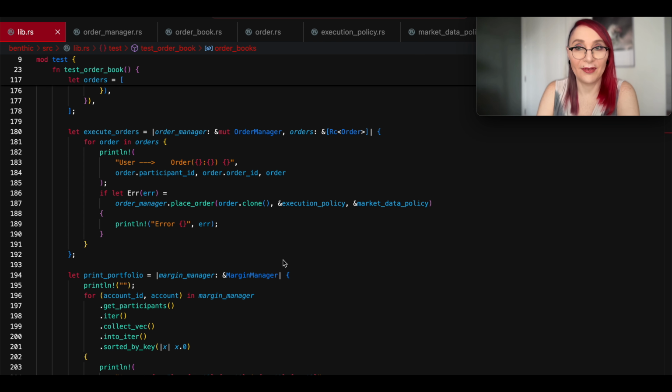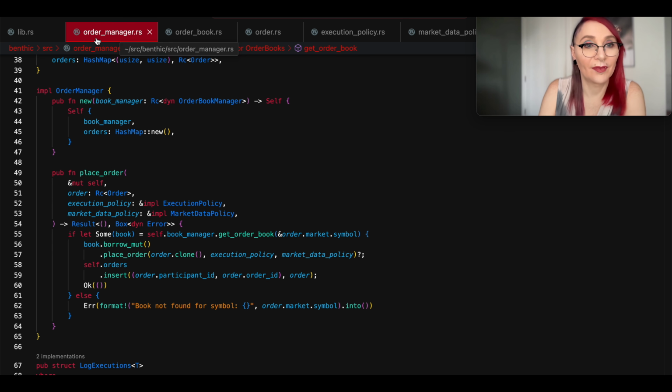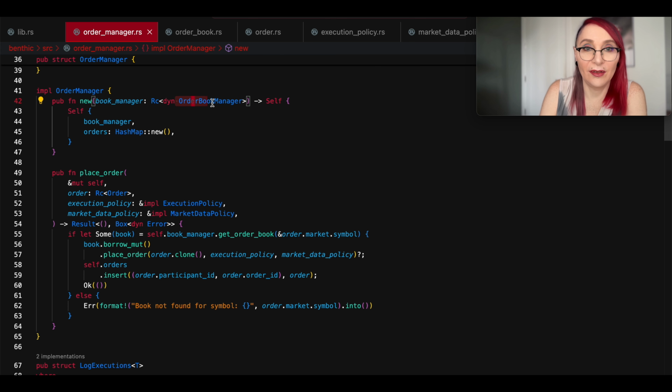Let's see how it works when we send an order. We have this local function here, execute order, which will go over all orders that are in the slice, and it will tell the order manager to place an order. The order manager here, in our example, is an order manager which takes order books. So let's look at that. We have the order manager, which takes a book manager, an Rc to the order book manager.